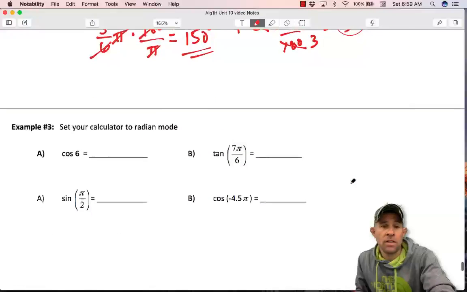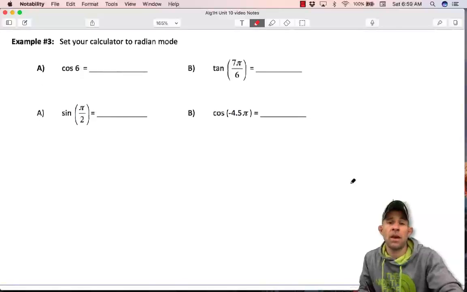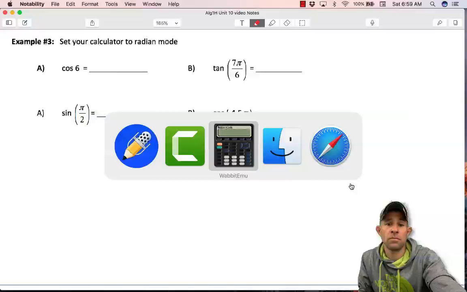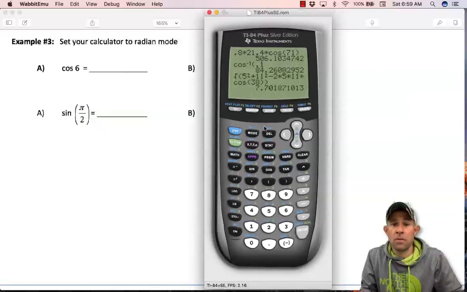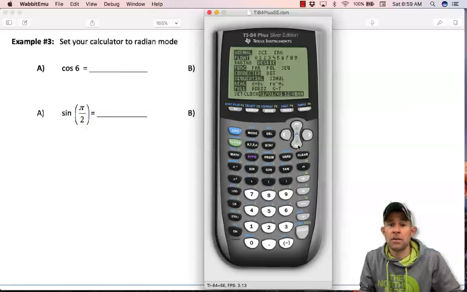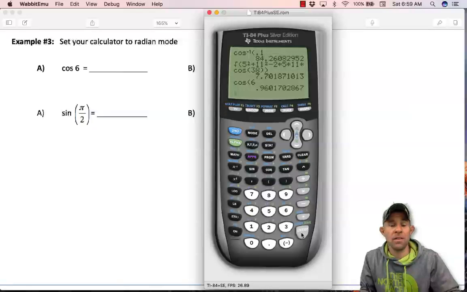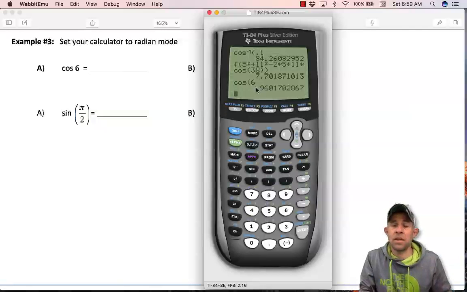All right, now let's take a look at our calculator, because our calculator, remember, has 2 different modes on it. It has both the degree mode and the radian mode. So it says to set your calculator to radian mode. We're going to go to mode, down here to the 3rd line, and now press enter on radian. And we'll go back to our home screen here, and it says to take cosine 6. So when I press in cosine 6 now, I get 0.96. This means cosine, or the x-coordinate, at 6 radians.